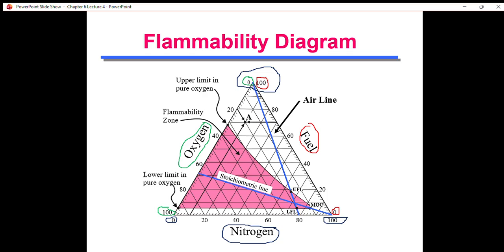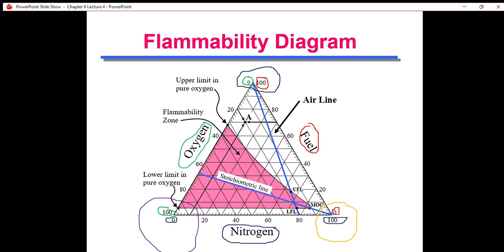If you go to this point, you have the concentration of fuel equal to 0 and the concentration of nitrogen equal to 100, which means the concentration of oxygen is equal to 0 as well. Let's look at the third corner. At this point, the concentration of oxygen is equal to 100% and the concentration of nitrogen is equal to 0%.